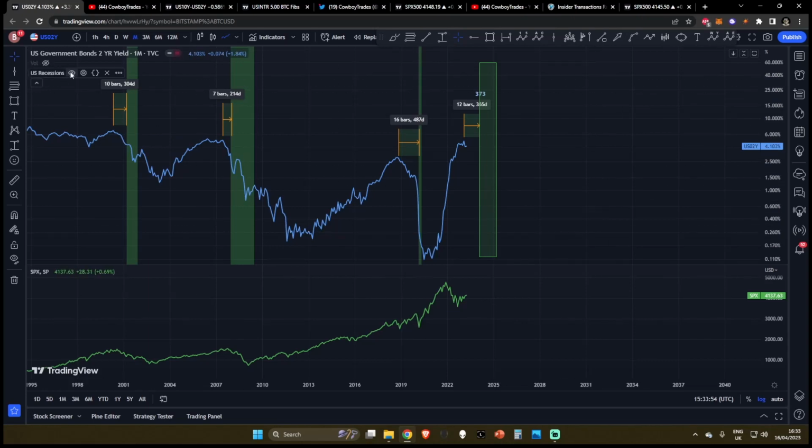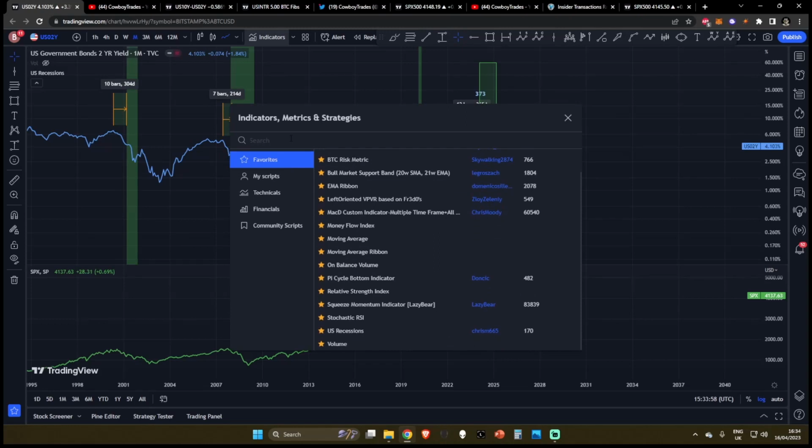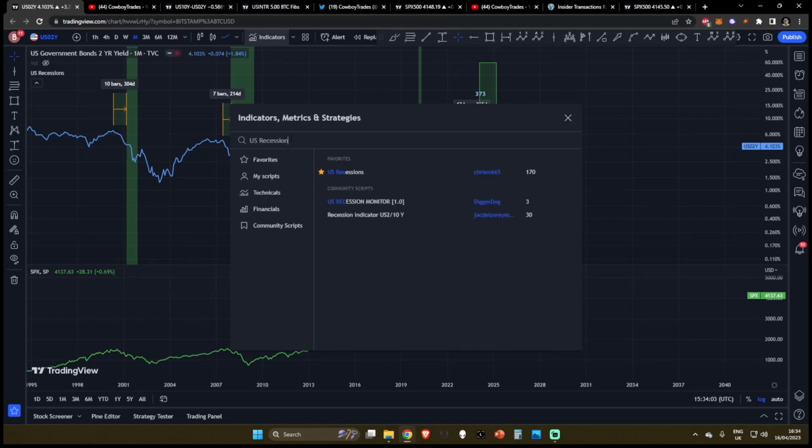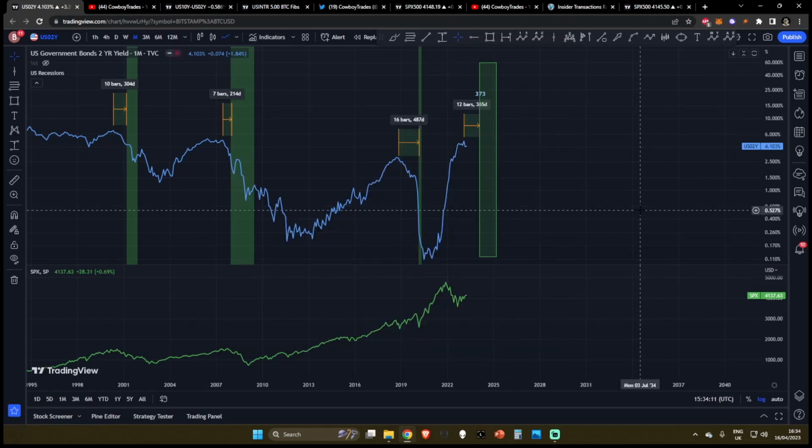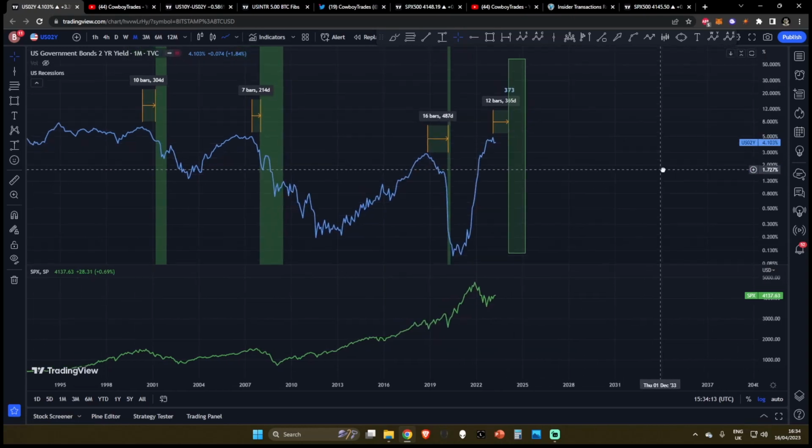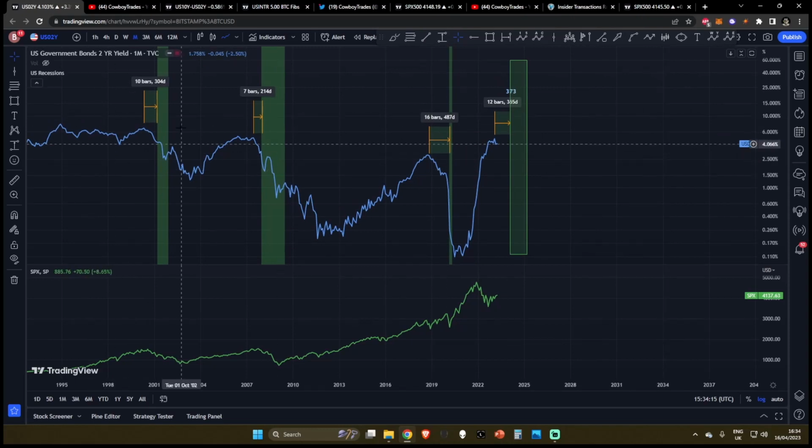Like I said, this is just an indicator over here that shows you the US recessions. If you want to find this one, just head over to indicators and type in US recessions. I've only used this for the first time today. The indicator I'm using is by someone called Chris M665. Nonetheless, I do think I'll be using this in future videos. Very interesting and very easy to just overlay this instead of counting back the days.